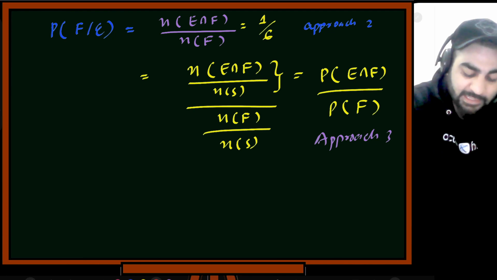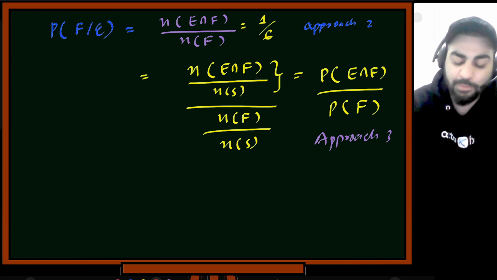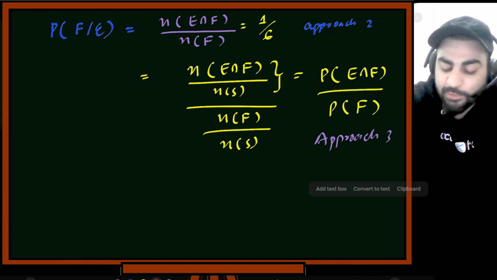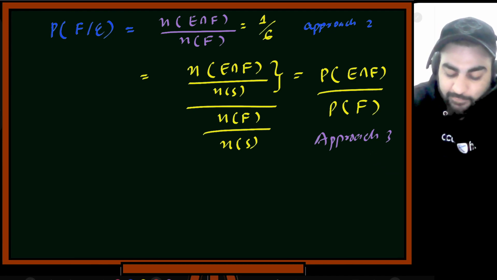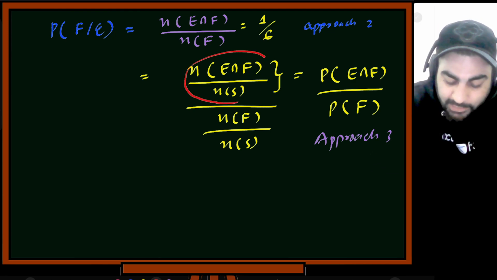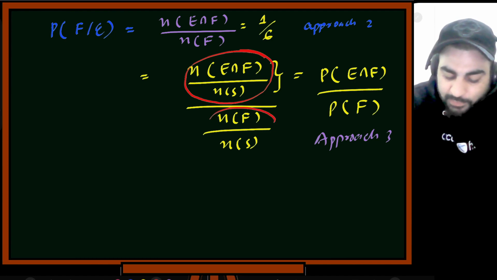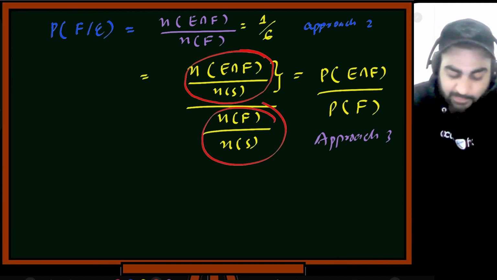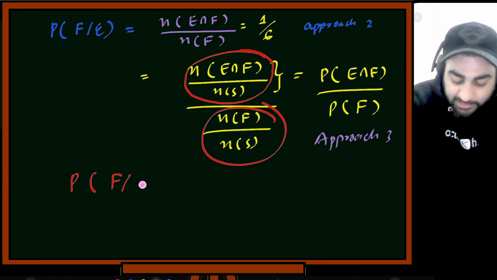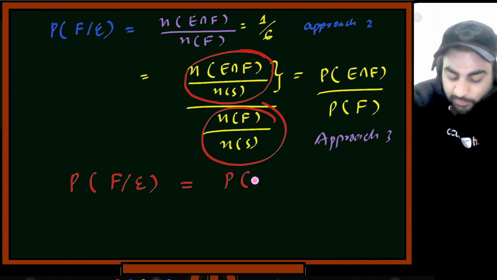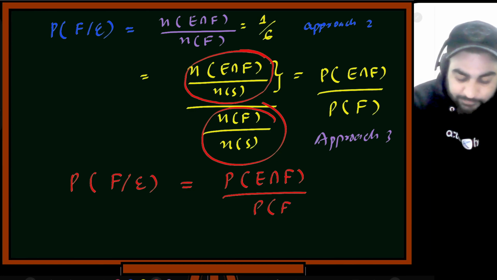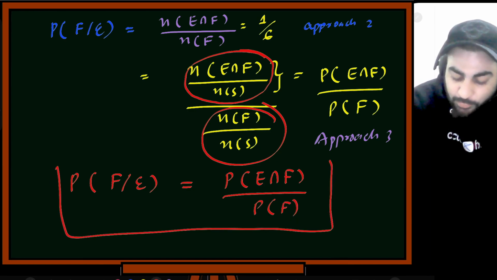By the frequentist approach, or if we have discrete probability, you can directly write it as probability of E intersection F divided by probability of F. This portion over here is probability of E intersection F, and this over here is probability of F. So the probability of F given E is equal to probability of E intersection F divided by probability of F. This is the formula that you will see in the books.